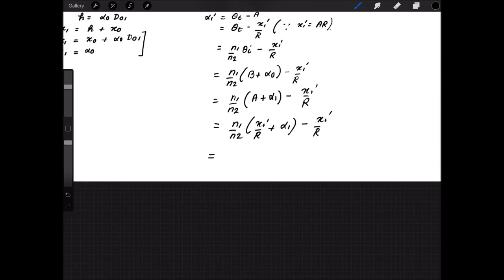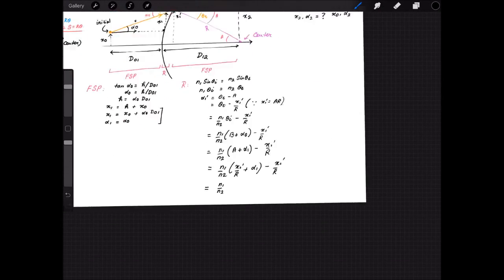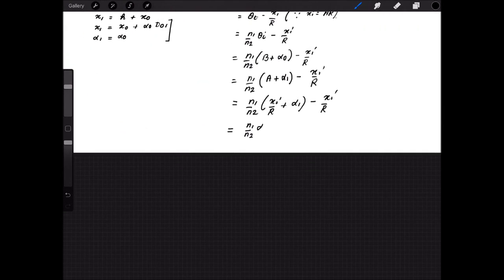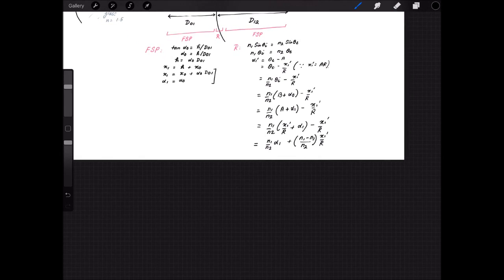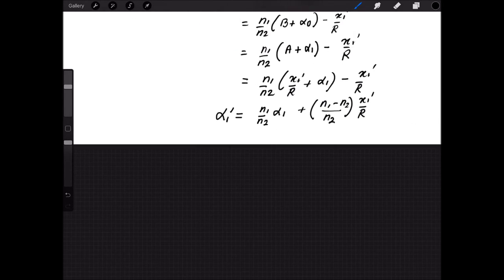So you get n1 over n2. I was calling this n1 and n2 right here. n1 over n2 times alpha 1 plus n1 over n2 minus 1 times x1 prime over R. So if you solve the part in the parentheses, you get n1 minus n2 over n2. So this is your alpha 1 prime. Also, we already derived that x1 prime equals x1. So that's your set of equations for refraction.